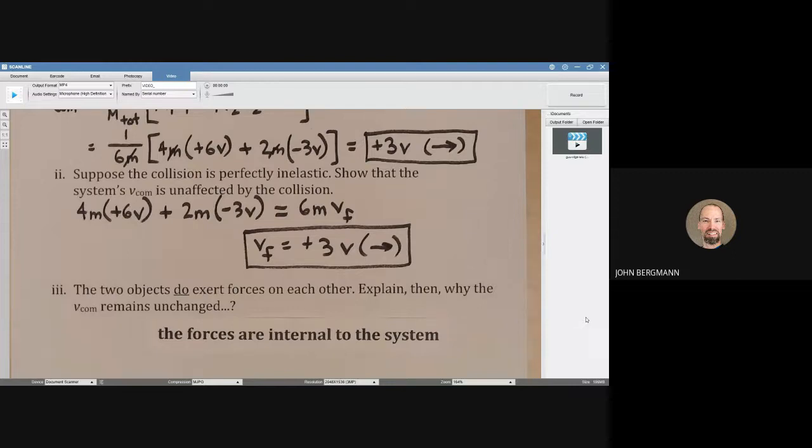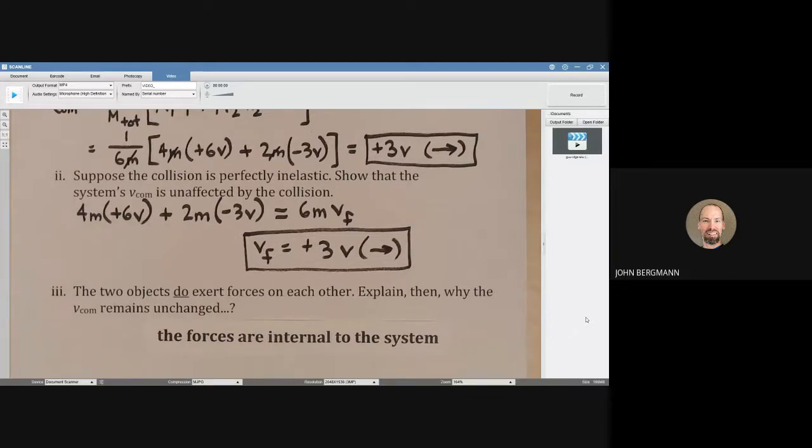We considered this two-mass system to be the system. And so when they collide, the force that they exert on each other is internal to the system and therefore doesn't change the velocity of the center of mass.